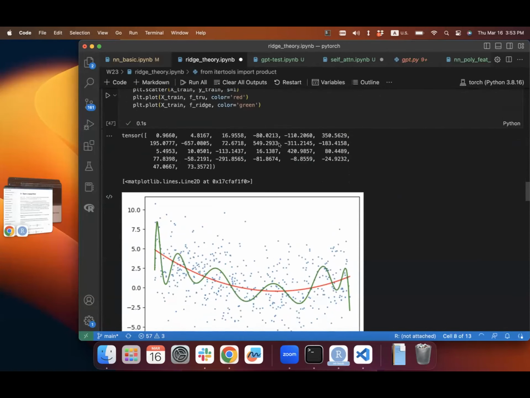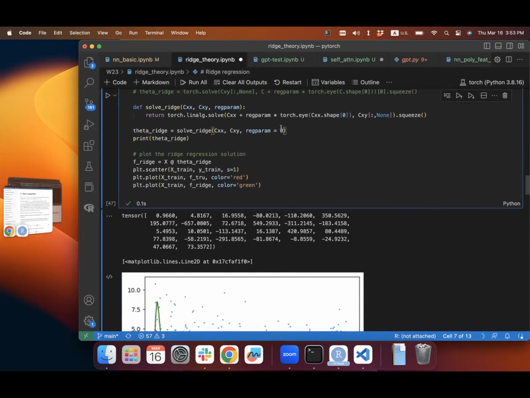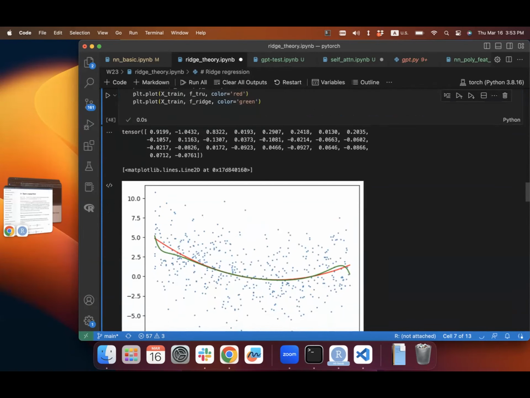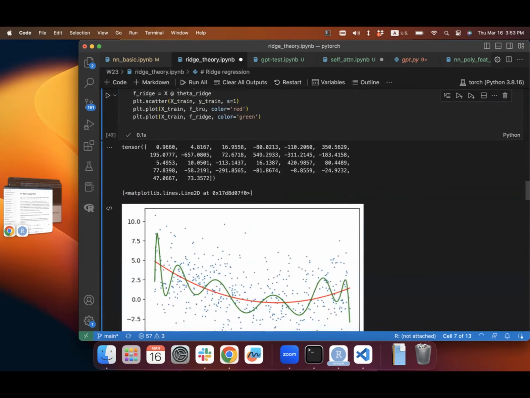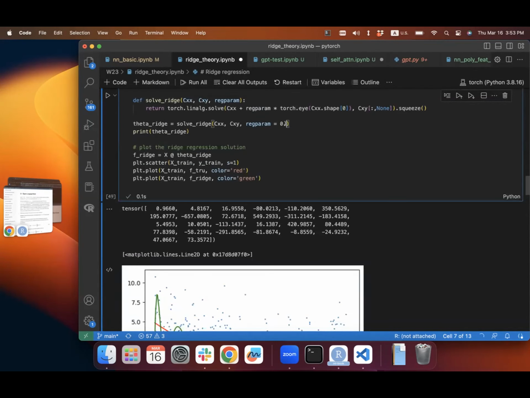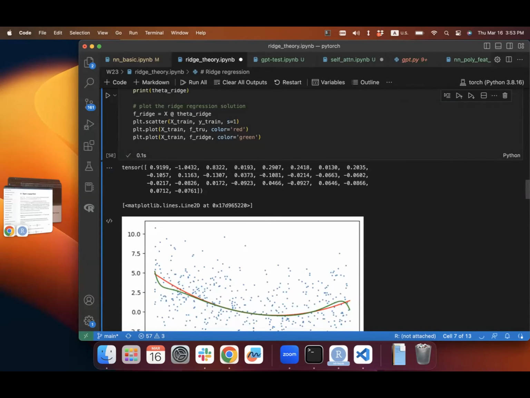Every time you do it, at the boundaries you get worse. But if I do a little bit of this, you alleviate this a lot. You alleviate the issue. It's still a little bit problematic at the boundaries, but you can see what regularization does. It goes from this to something like that.